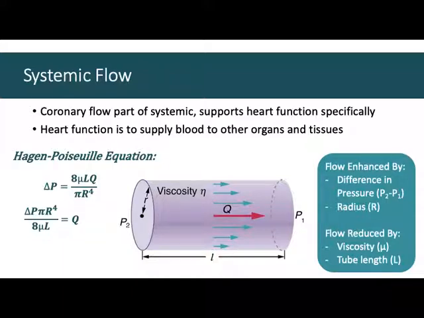I'm taking a physical approach to describe flow here. There are characteristics of the arterial system that will dictate the ability of the heart to maintain flow. If there's lots of resistance, flow will go down. If there's a big pressure gradient, flow will go up. So these are physical characteristics that impact flow.